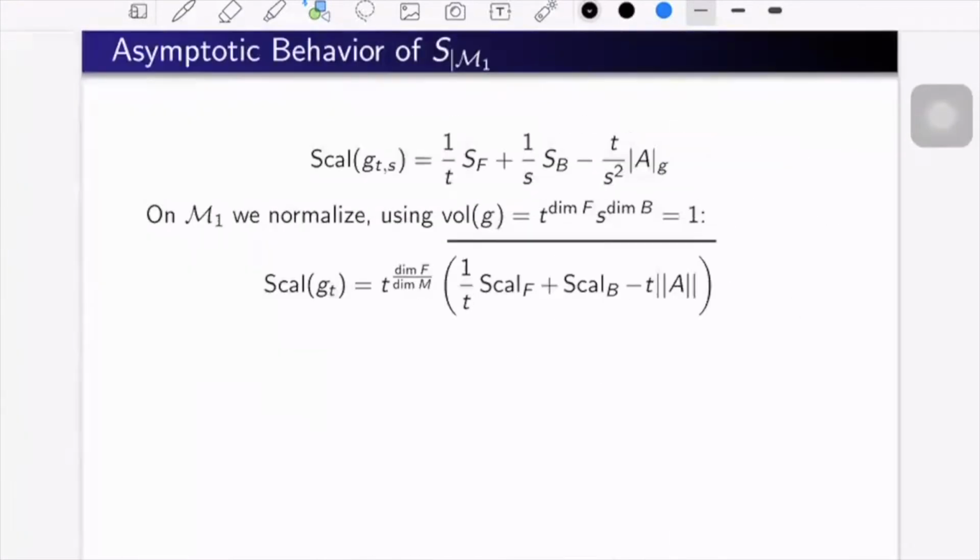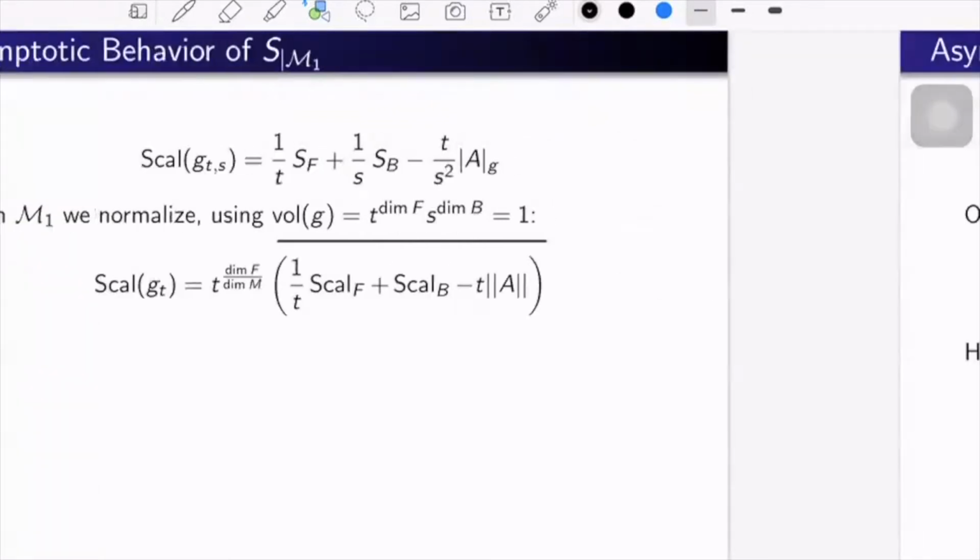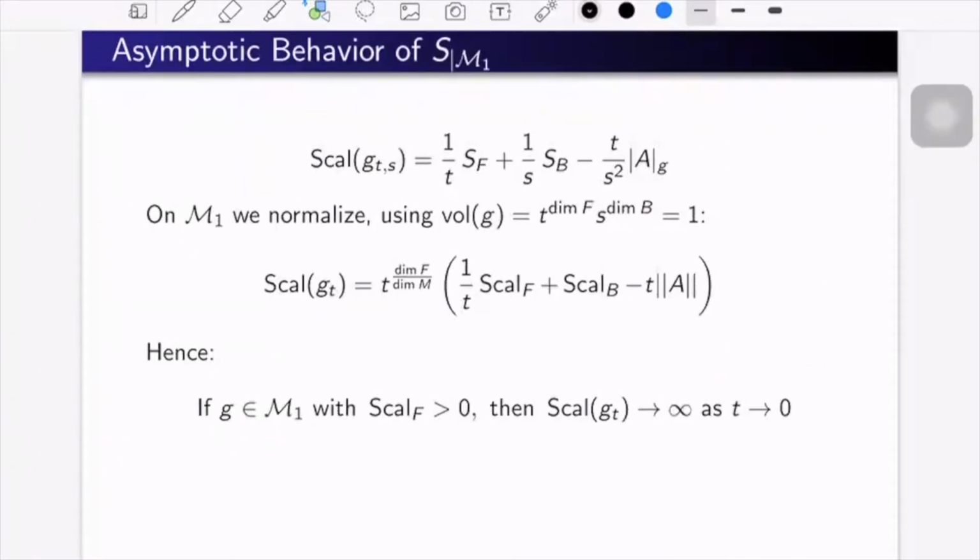Okay. So now I want to put on the volume constraint. So I set the volume equal to 1. And then the scalar curvature has this kind of form. And now we can make two important observations. The first one is that if I let t go to infinity, then the scalar curvature also goes to infinity if the fiber has positive scalar curvature. So this functional tends to go towards infinity as I go to infinity in my space of metrics.